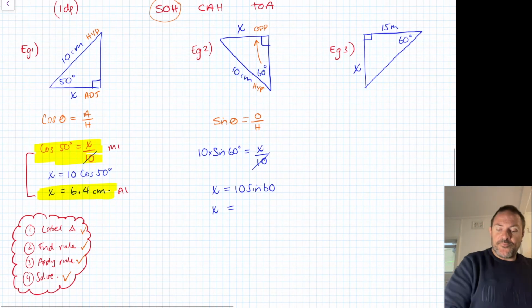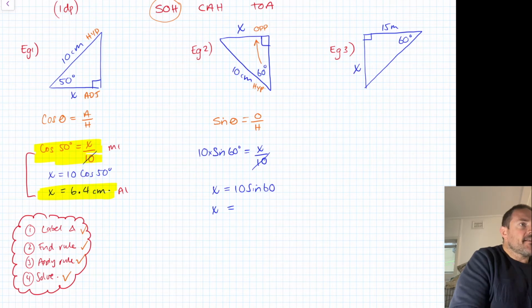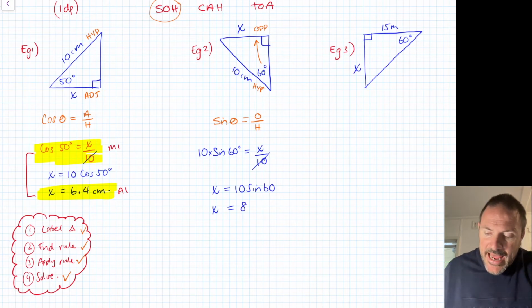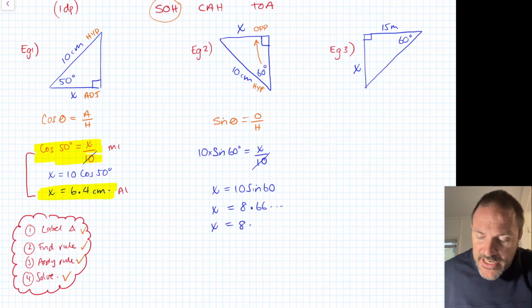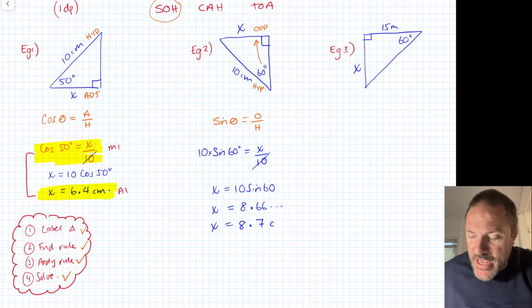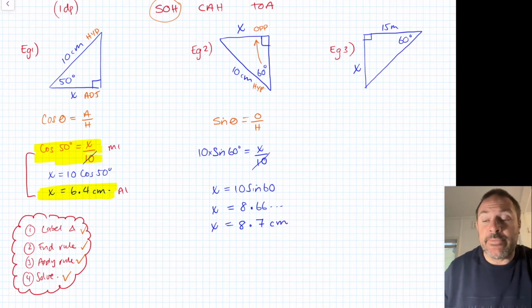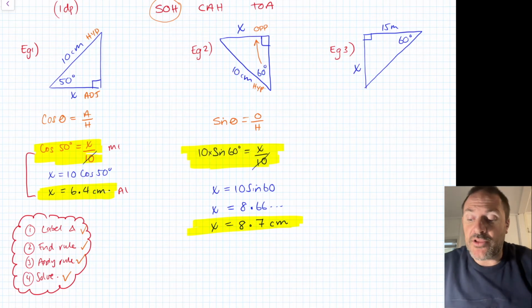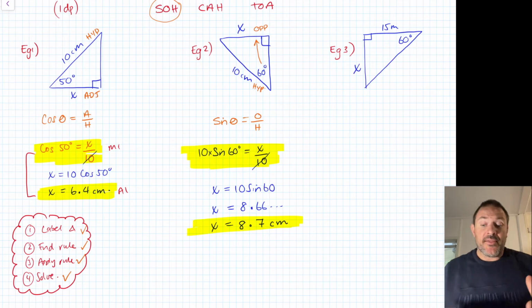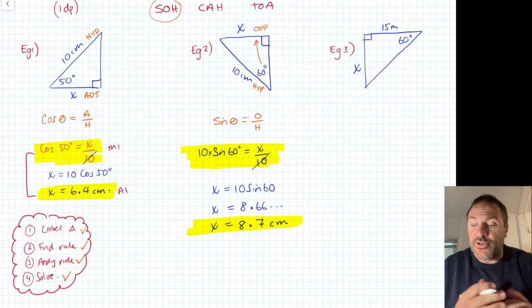X equals, okay, so I'm going to type in 10, I'm going to type in sine and 60. Press equals. I get 8.66. I said 1 decimal place. So x equals 8.7, and it's centimeters. Again, for my minimum amount of working, I want my answer, and I want the version of the rule with the subbed in value, okay, as a bare minimum. The other ones, again, good enough for me should be good enough for you anyway.